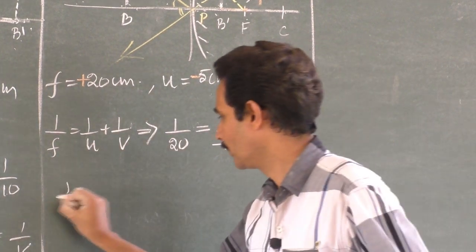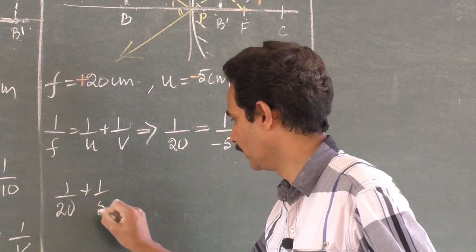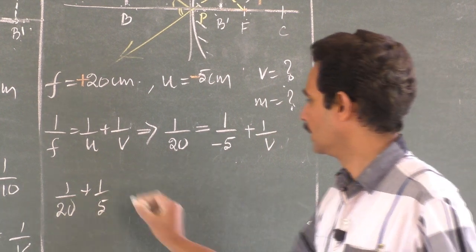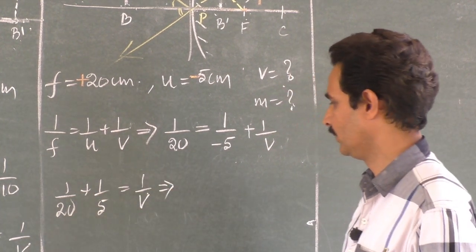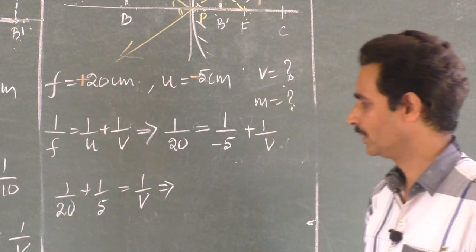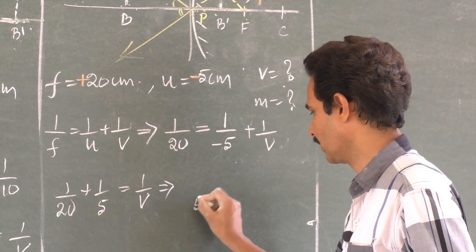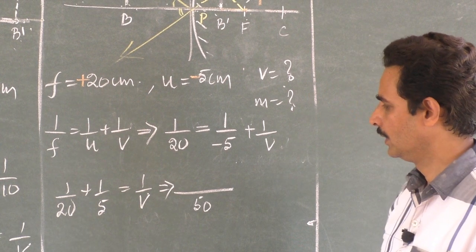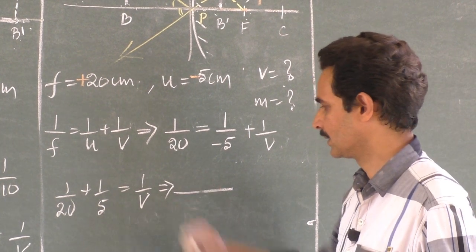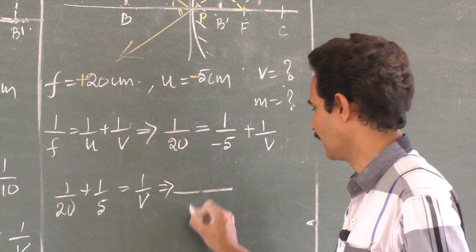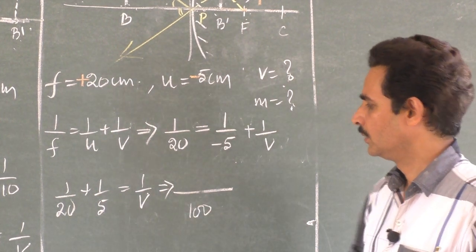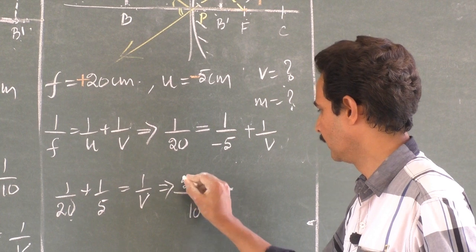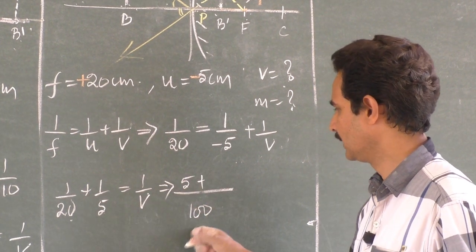Bring this here, 1 by 20 plus 1 by 5, because this comes positive, is equal to 1 by v. So what is 1 by v? I think I can take common something like 50. 50 is better choice. I'll take 100 as a common denominator. 25 times 5 plus 5, 20 times 20.